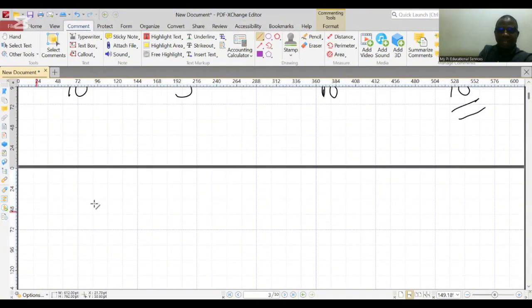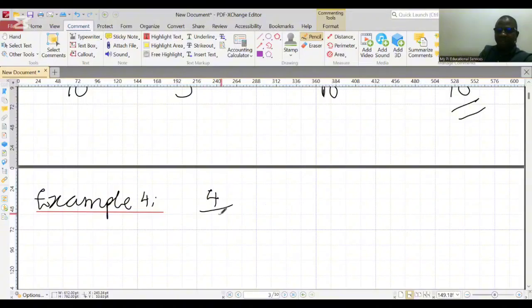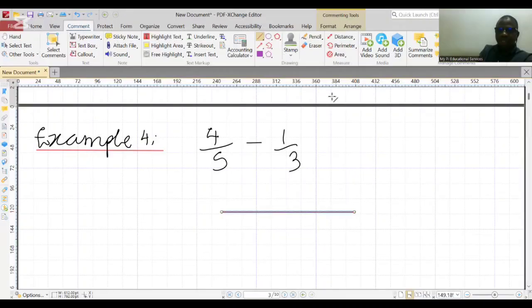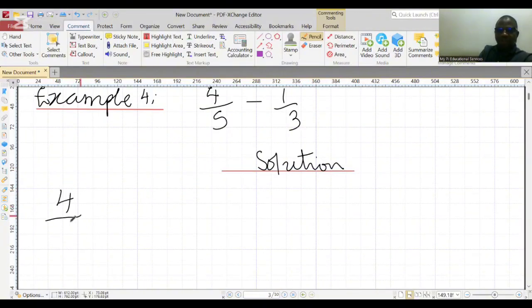Let's take a look at another example on subtraction. Example 4. Example 4 says, work out this fraction. We have 4 out of 5 minus 1 out of 3. Solution. Here, the LCM will be 15. These are unlike fractions, so we have 4 out of 5 minus 1 out of 3. So the LCM of 5 and 3 is 15.